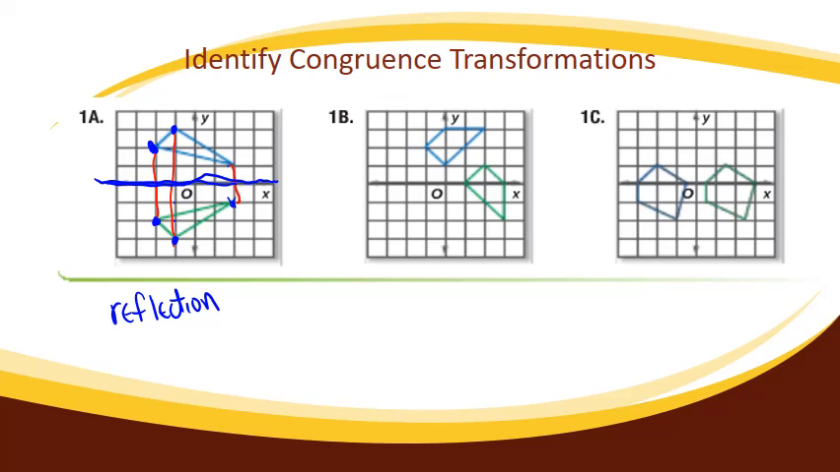Now let's look at 1B. Well, I see that the shape and the size of the two figures, the pre-image and the image, are the same. Let's call this one up top in blue the pre-image, and green, the image. And it would appear like this point has rotated to here, and this point is rotated to here, and this point has done just a little rotation to right there, and I can see it rotating, so this is a rotation.